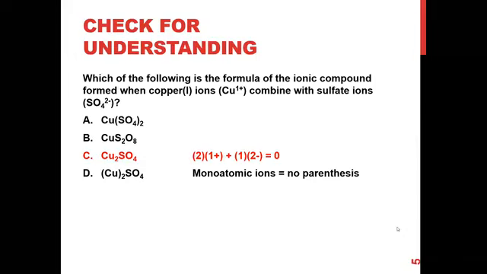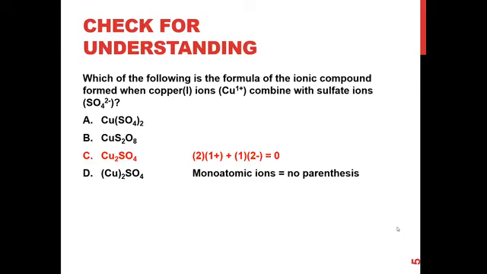In this case, the correct answer is C. The correct formula is Cu subscript 2 SO4. This is the correct formula because 2 times 1 plus gives you 2 plus, and 1 times 2 minus, the charge on the sulfate ion, gives you 2 minus. 2 plus plus 2 minus gives you a total charge of 0.